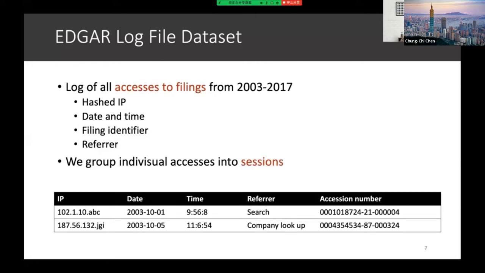This data set is the access records, and what we do as an initial step is grouping these individual accesses into sessions of accesses by users. We have the details of how we do this in the paper.